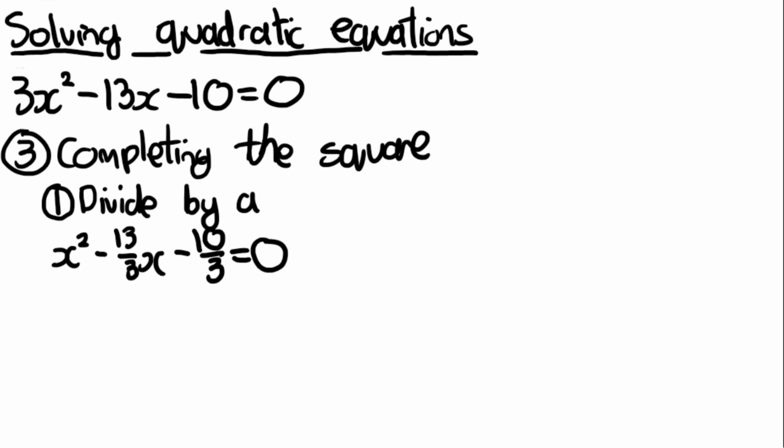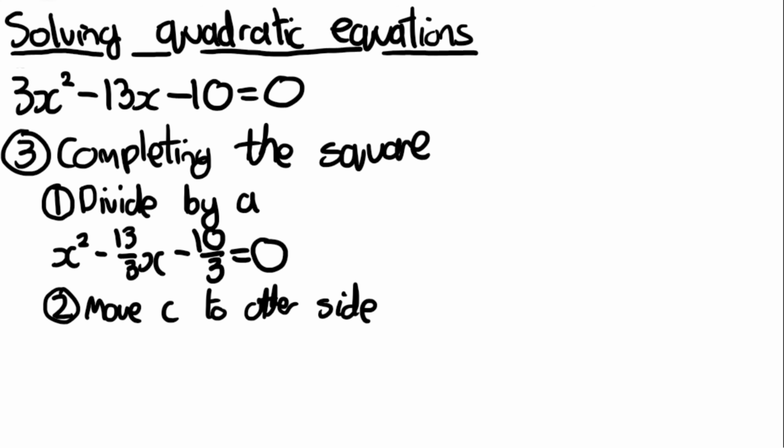That's the first step. The second step is we need to move c to the other side. C, remember, is the lone digit, it would be the minus 10 over 3. So in order to do that, we just do x squared minus 13 over 3x is equal to 10 over 3.